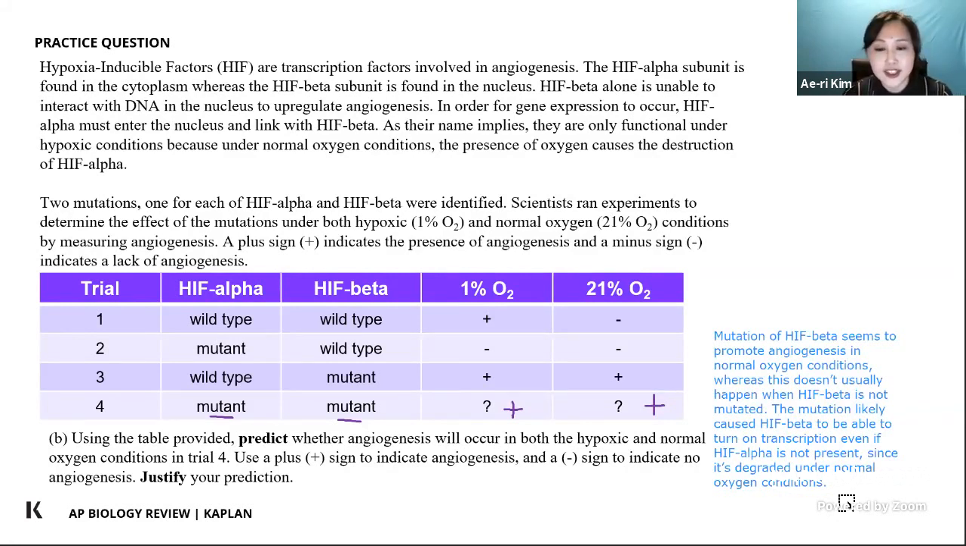Okay, so take a look at the explanation. What we're going to do again, because we only have really 5 minutes, is take a look at our next question.